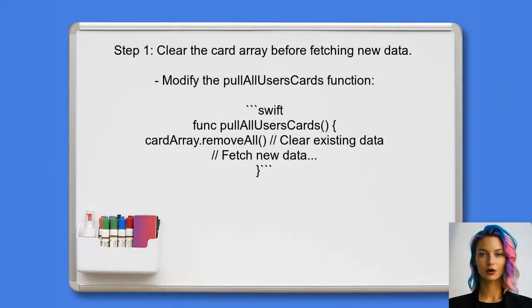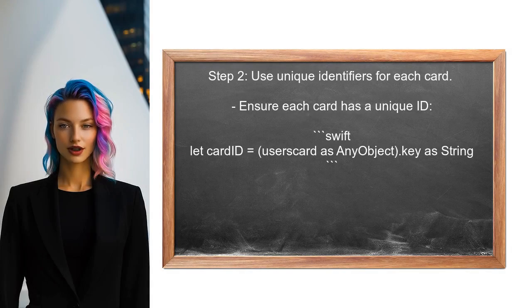To address the issue of duplicate data in the table view, the user should first ensure that the card array is cleared before fetching new data. This prevents old data from persisting when new data is loaded. Next, the user should consider using a unique identifier for each card. This will help in preventing duplicates when the data is appended to the card array.